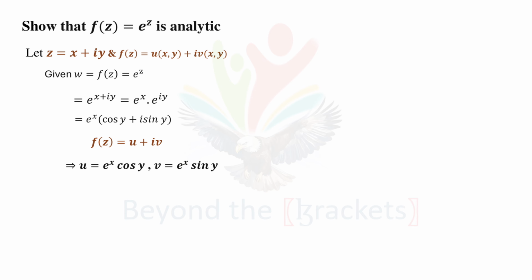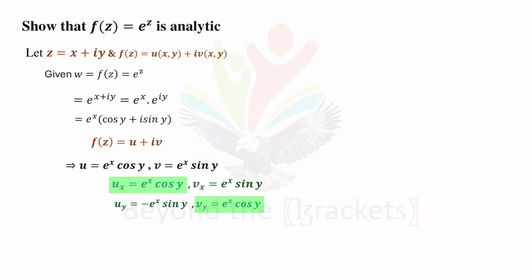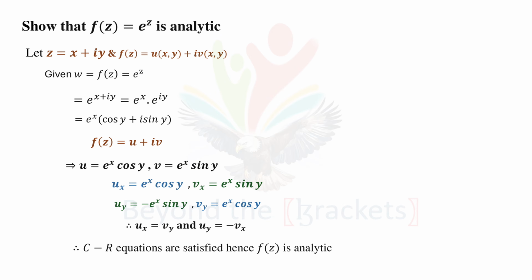To find the partial derivatives, differentiate u partially with respect to x. cos y will be constant, differentiation of e^x will be e^x. Differentiating v partially with respect to x, sin y will be constant, differentiation of e^x will be e^x. Differentiating u partially with respect to y, e^x will be constant, differentiation of cos y will be -sin y. Differentiating v partially with respect to y, e^x will be constant, differentiation of sin y will be cos y. Here ux = vy and uy = -vx, so the CR equations are satisfied, hence f(z) is analytic.